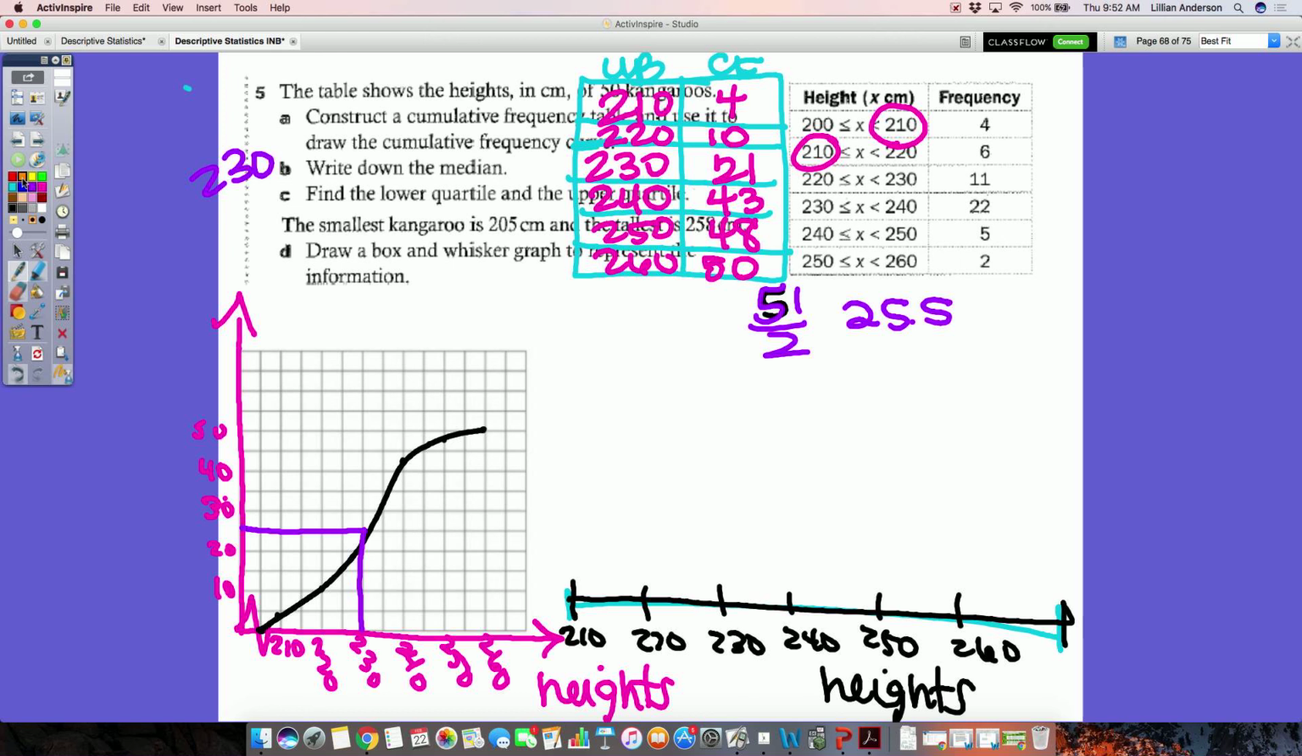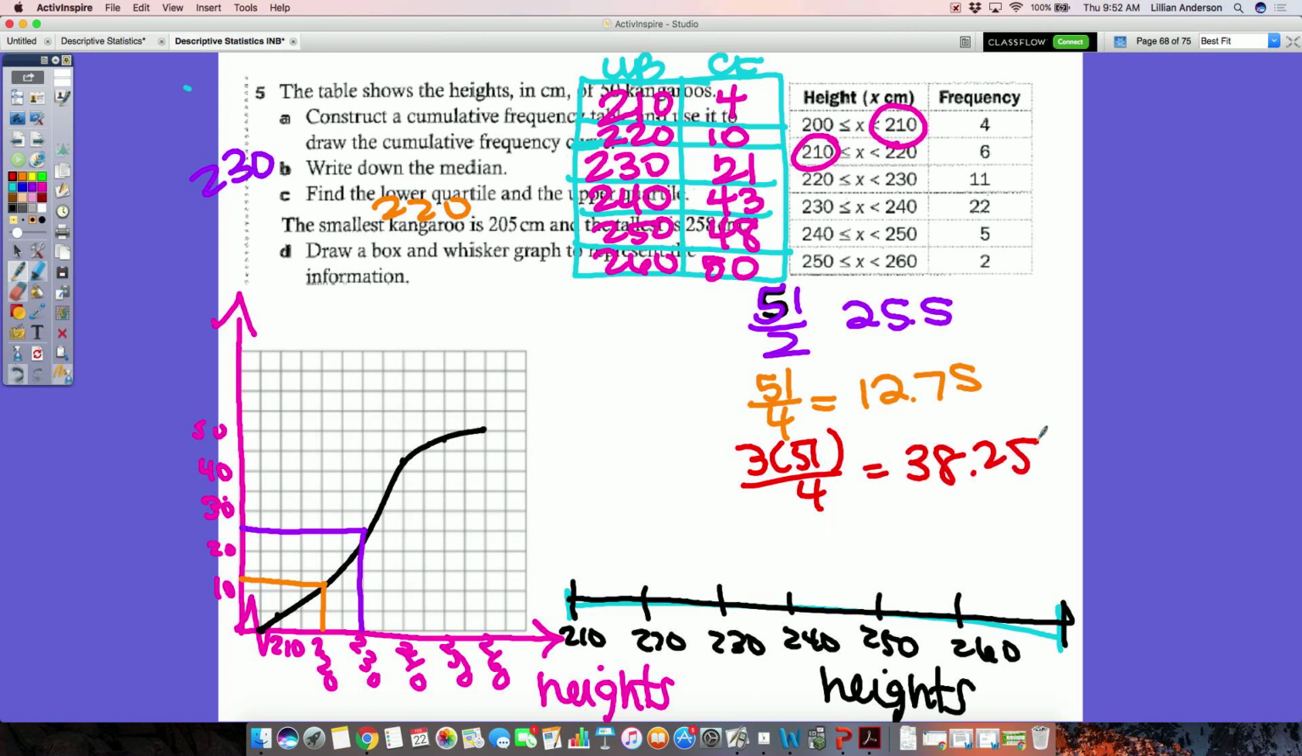Lower quartile and the upper quartile. That would have been 51 divided by 4, 12.75. I'm going to go to 12, which is definitely floating. 220. Upper, 3 times 51 divided by 4, 38.25. Really close to 40. 237. I'm thinking I'll do the same. Yeah, 237. Bless you, bless you.